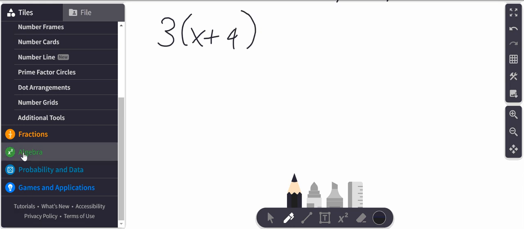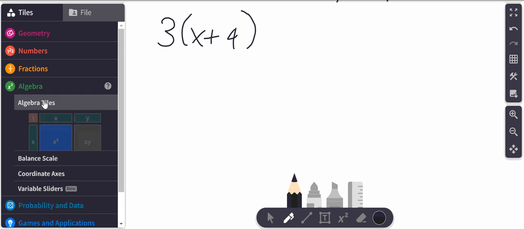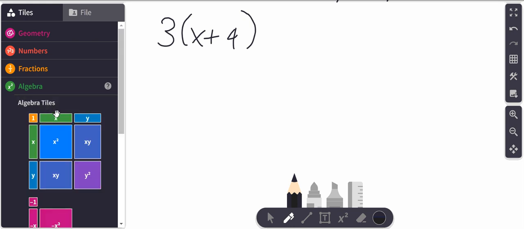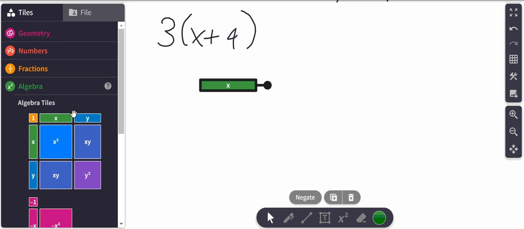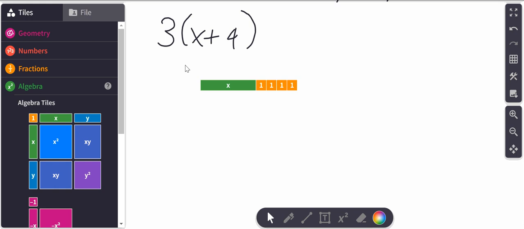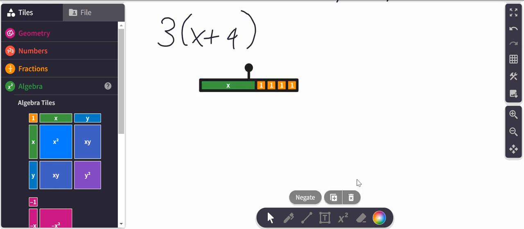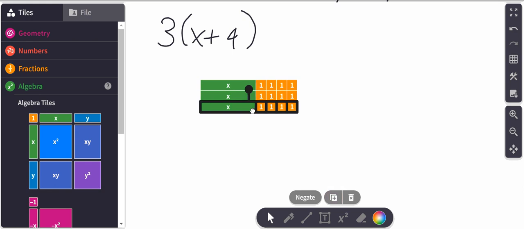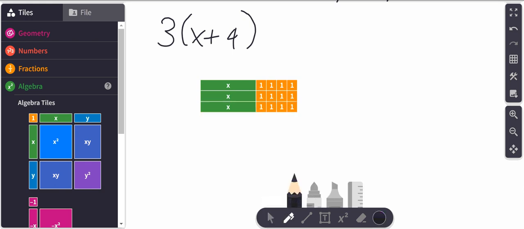So for this one, we're going to go to the algebra section and go to algebra tiles. So x plus 4, okay, that's just an x tile and 4 single tiles. So what I've represented here on the screen is x plus 4. Now, I have 3 of those. All I'm doing is copying that 3 times. So this is my 3 right here. Here is my x, and here is my 4.